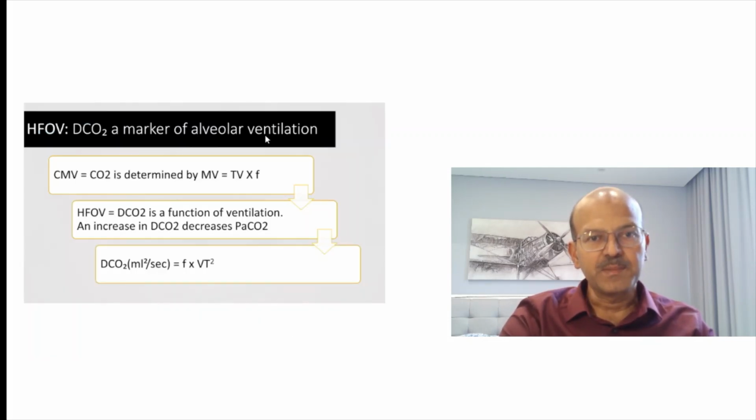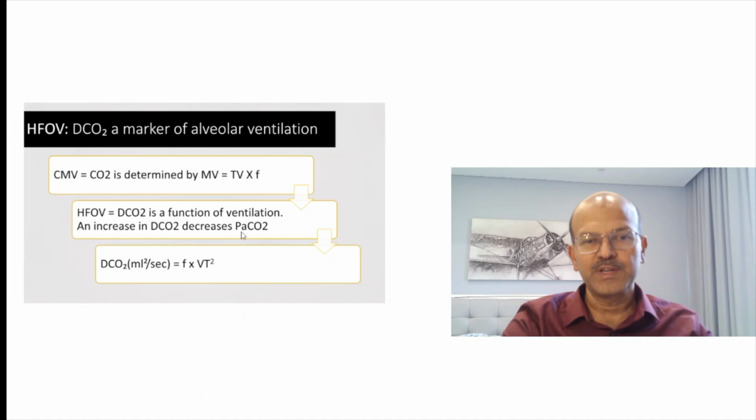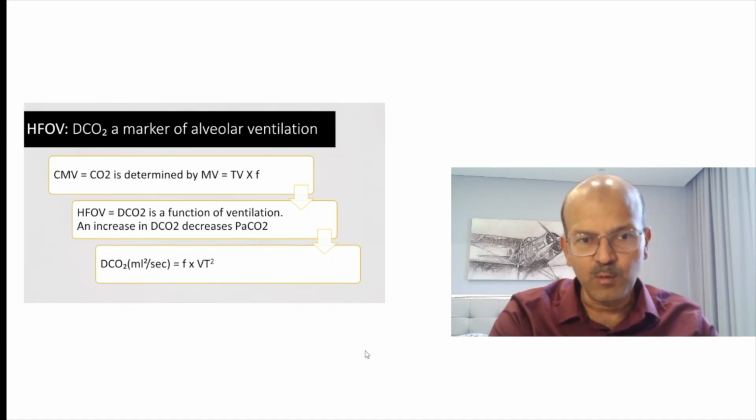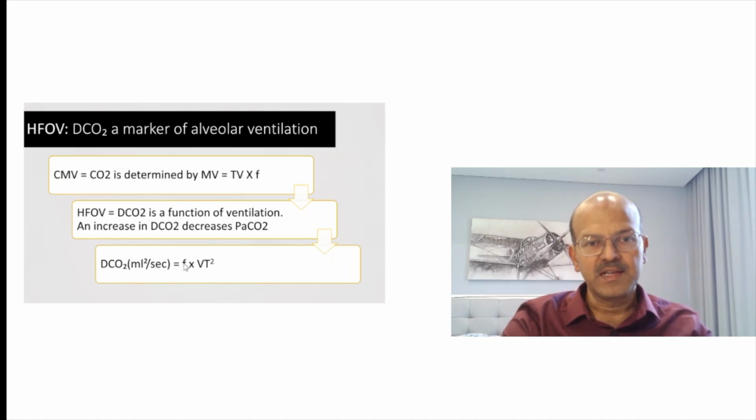The DCO2 is a marker of alveolar ventilation in high frequency ventilation. In conventional ventilation, the carbon dioxide is determined by tidal volume times frequency, while in high frequency, an increase of DCO2 usually decreases the PCO2, and it is equal to frequency times the square of the tidal volume. So in high frequency, the tidal volume has a higher impact than the frequency, and obviously if you keep the tidal volume constant, the frequency will make an impact, which is why it happens with the volume guarantee.